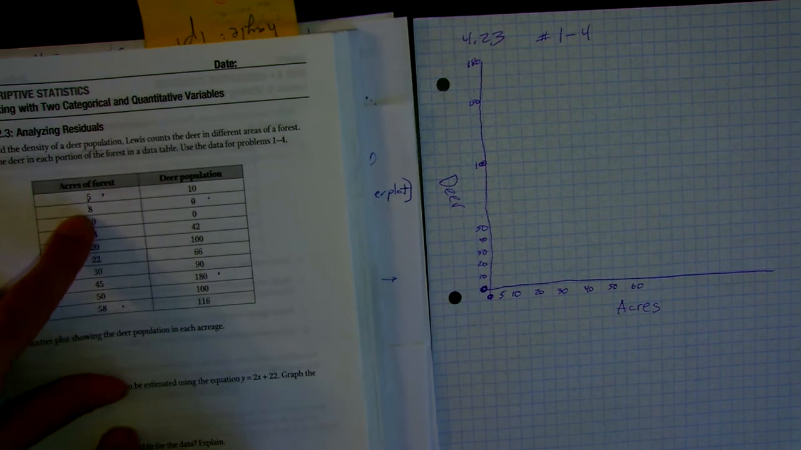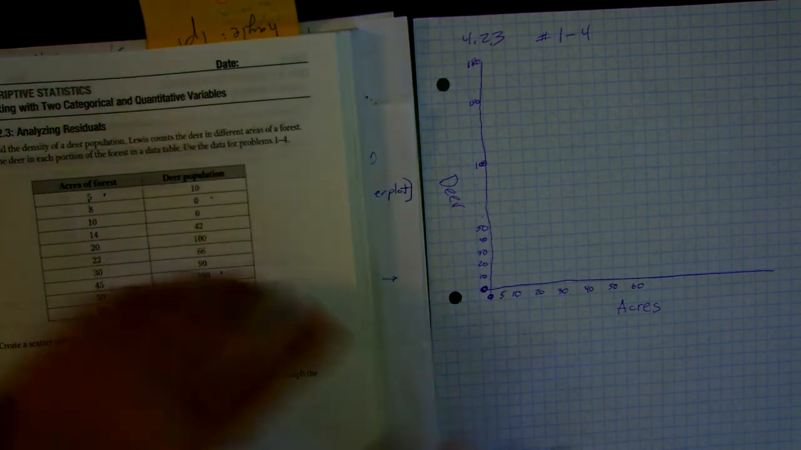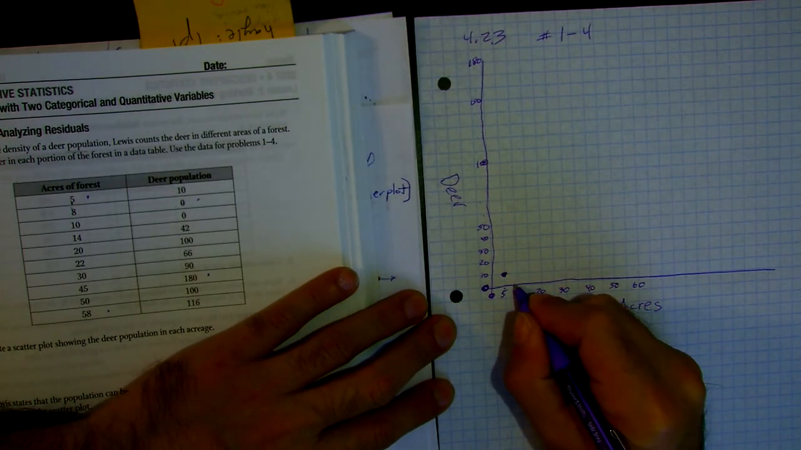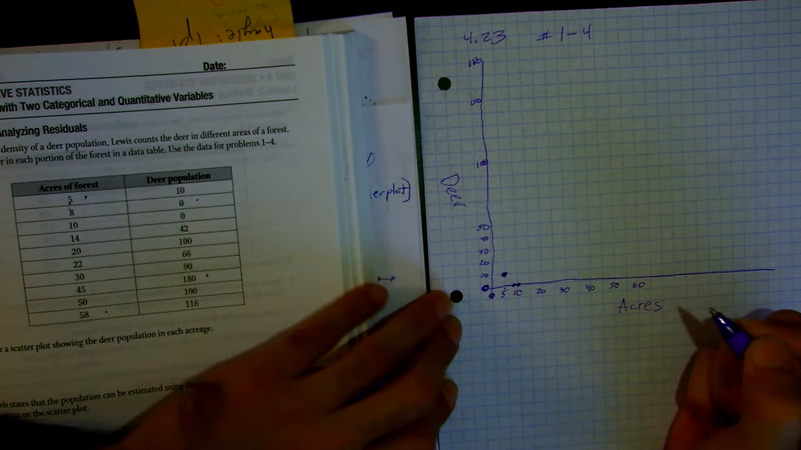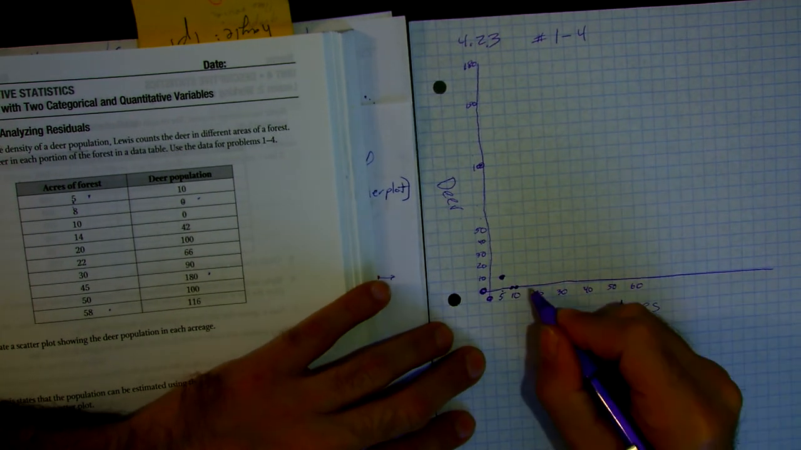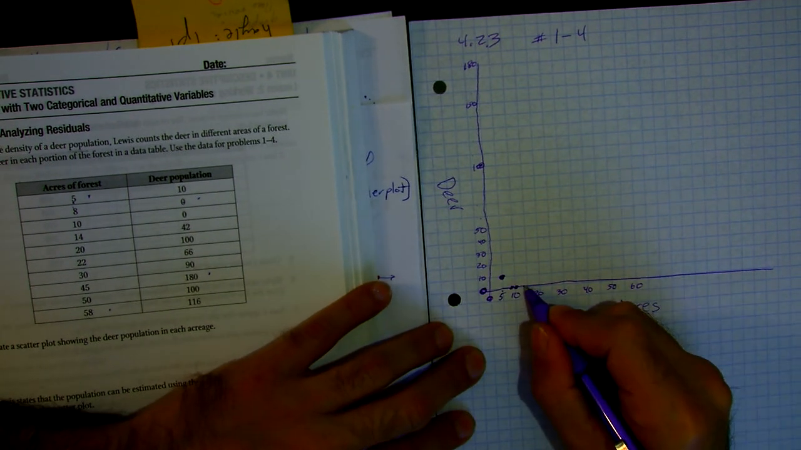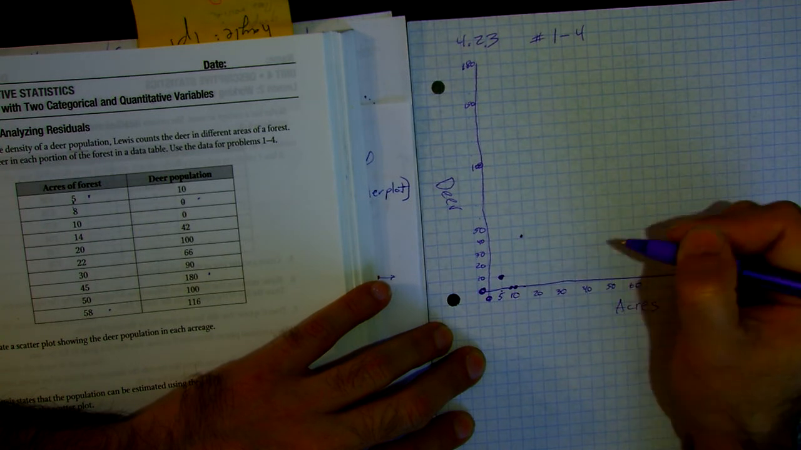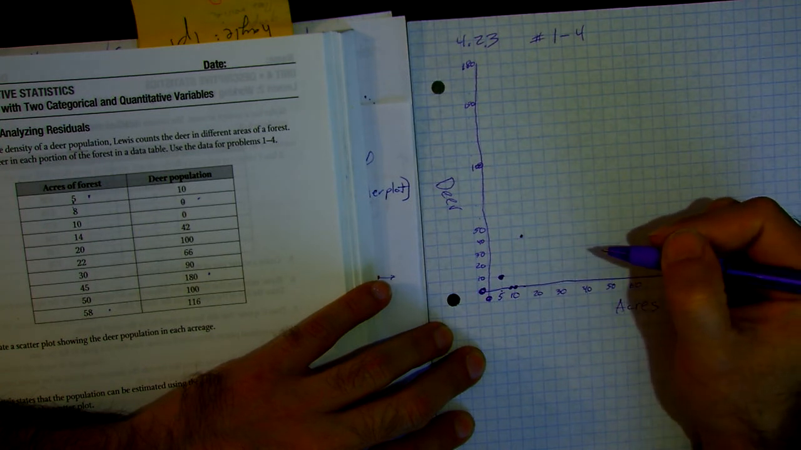Now, we're just making a scatter plot, so now that I have my graph set up, I'm going to go through and just put them in there. 5, 10. 5 for X, 10 for Y. 8, 0. 10, 0. Those are easy ones to plot. 14 and 42. 14, 42. Do your best. Doesn't have to be 1,000%.